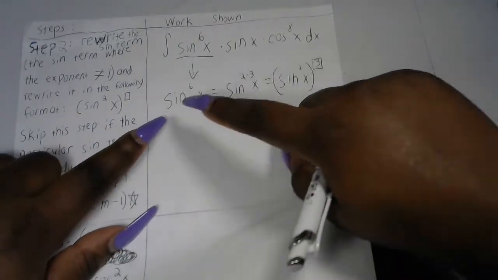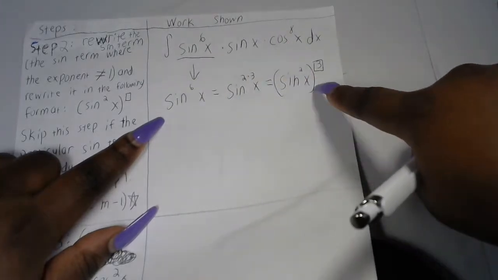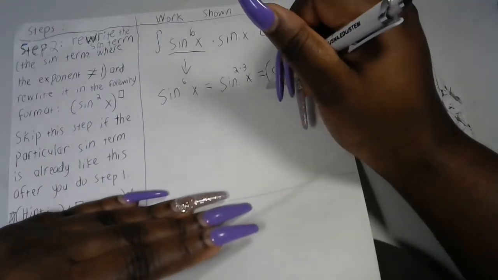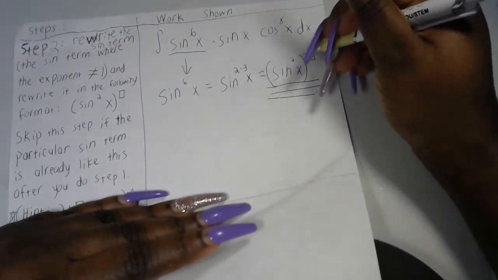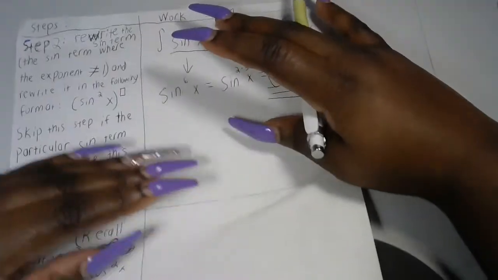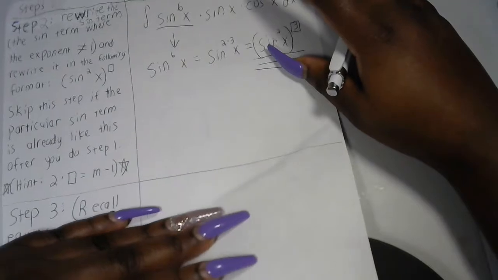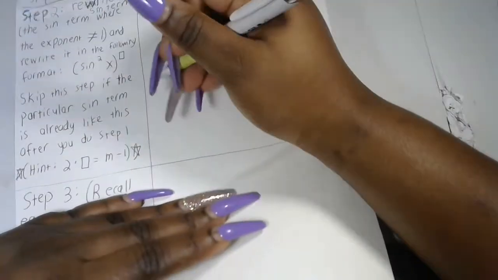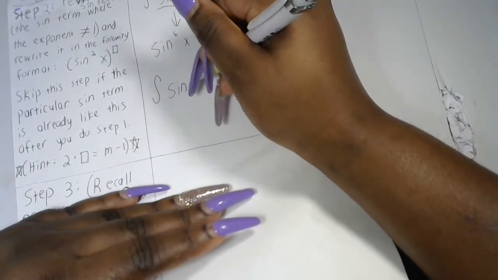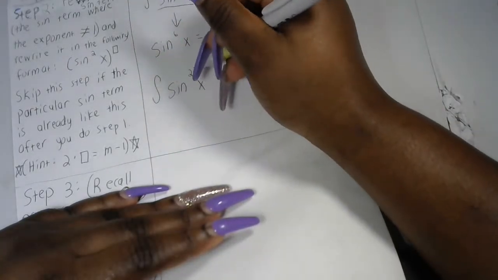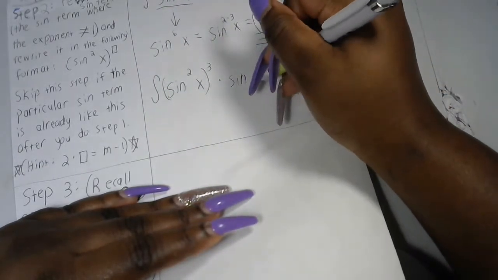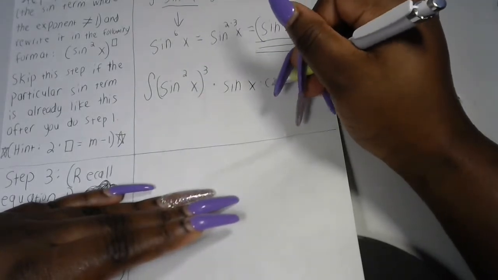So sine x to the 6th is equal to sine x squared, and all of that to the power of 3. Now we're going to replace the sine x to the 6th in the integral with this. So we rewrite the integral as sine x squared to the 3rd power times sine x times cosine x to the 8th power dx.